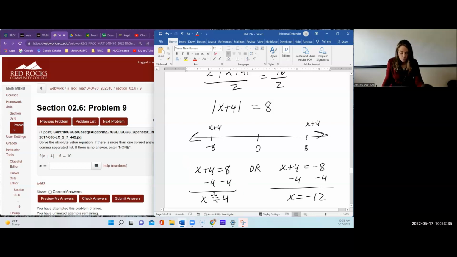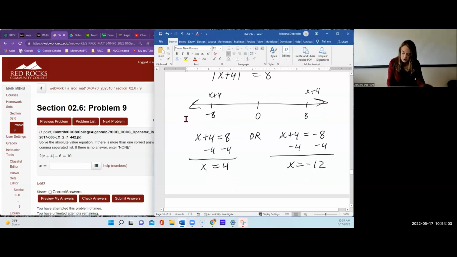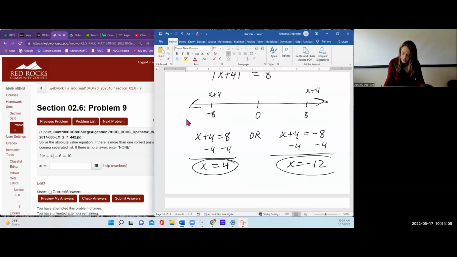If x is 4, let's put it into the original problem, which is over here. 4 plus 4 is 8, and the absolute value of 8 is 8. 8 times 2 is 16, and 16 minus 6 is 10, which checks. What about if x is negative 12? Negative 12 plus 4 is negative 8, but the absolute value is 8, and 8 times 2 is 16, and 16 minus 6 is 10. These are our two solutions. We don't get extraneous solutions with absolute value problems. The only thing you have to watch out for are careless mistakes.